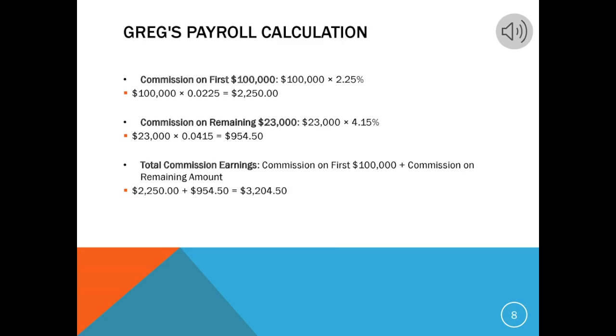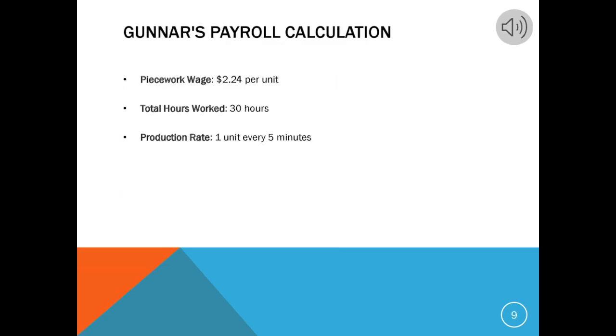The total commission earnings is commission on the first $100,000 plus the commission on the remaining amount, which is $2,250 plus $954.50, which equals $3,204.50. Now we will be looking at Gunnar's payroll calculation.